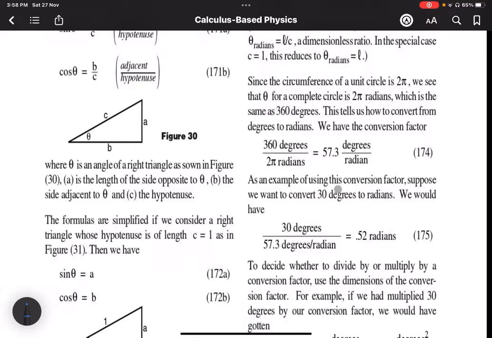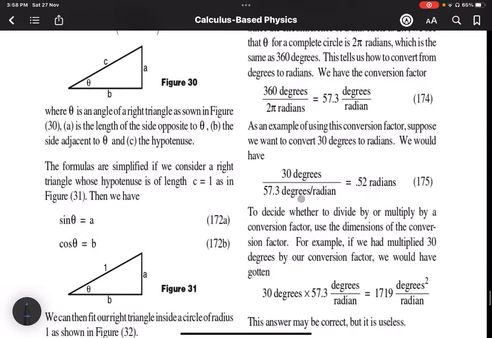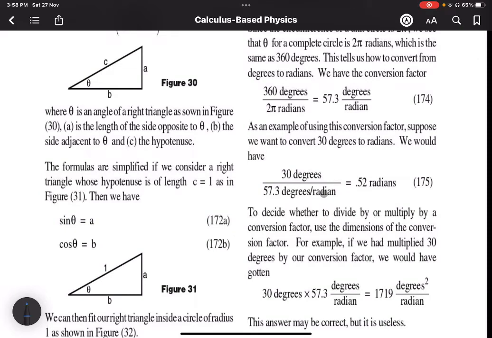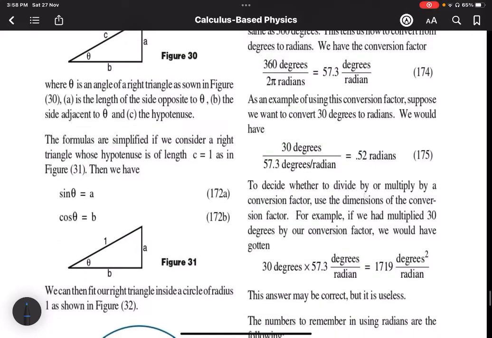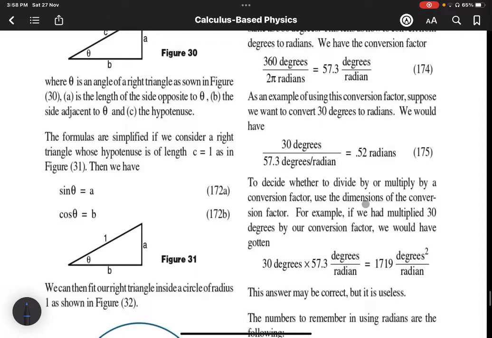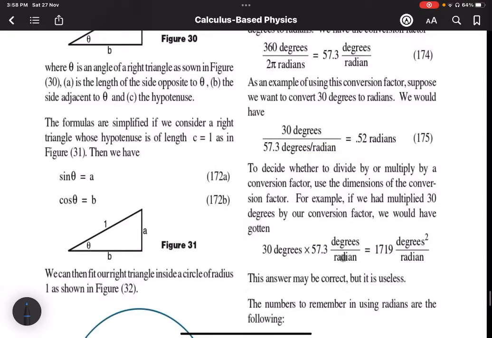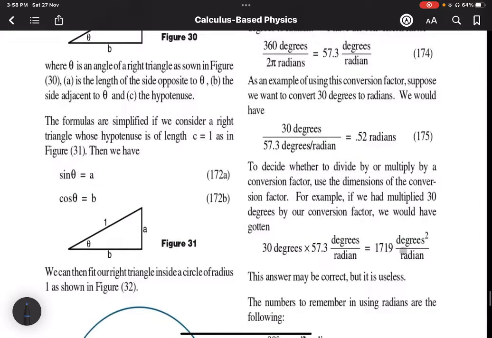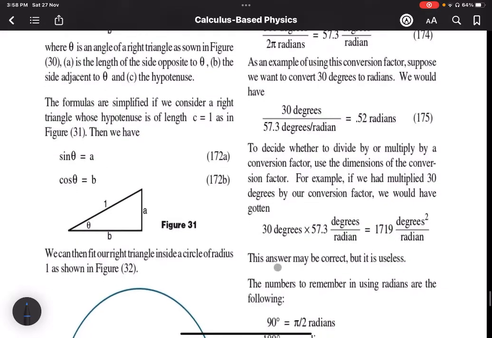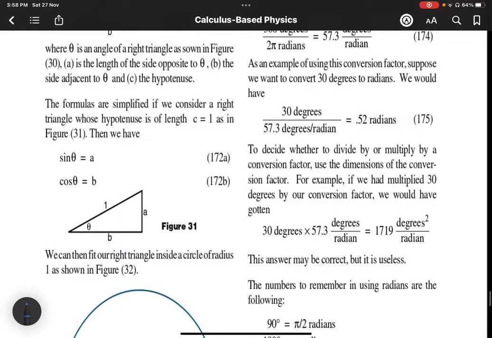As an example of using this conversion factor, suppose we want to convert 30 degrees to radians. We would have 30 degrees over 57.3 degrees per radian will give us 0.52 radians. To decide whether to divide by or multiply by a conversion factor, use the dimensions of the conversion factor. For example, if we had multiplied 30 degrees by our conversion factor, we would have gotten 30 degrees times 57.3 degrees over radian as 1,719 degrees squared over radian. This answer may also be correct, but we cannot use it no, in our example.